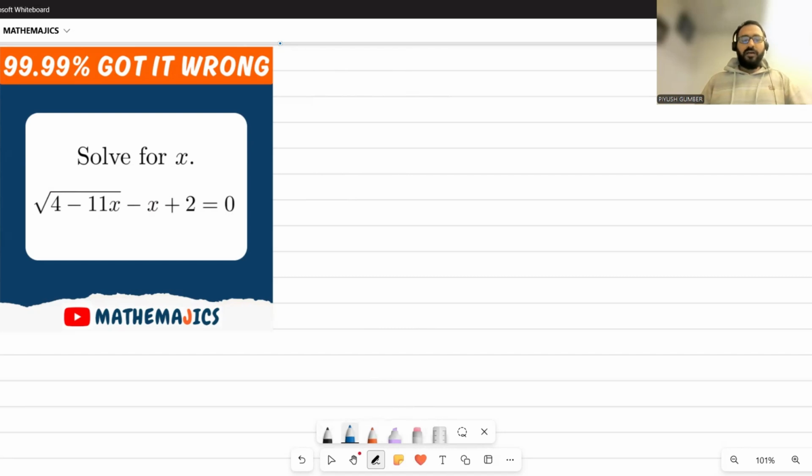Hello everyone. So we have this very interesting question from algebra today. And most of the students got this question wrong. So I thought let me share it with you. So we need to find the value of x from this equation.